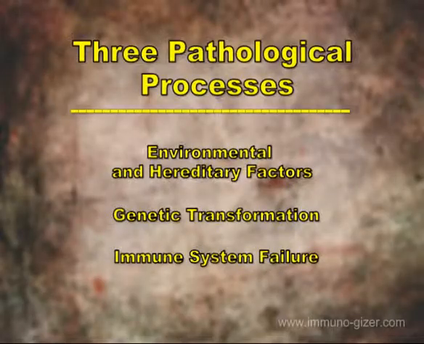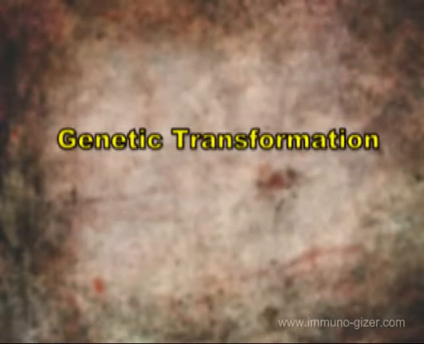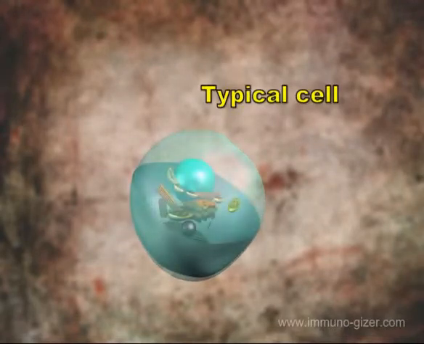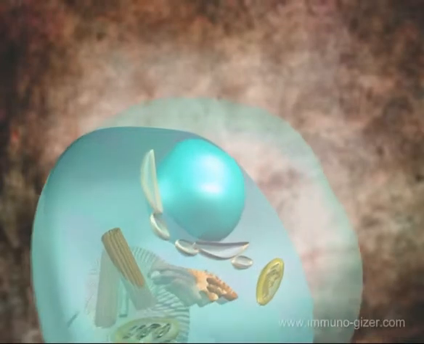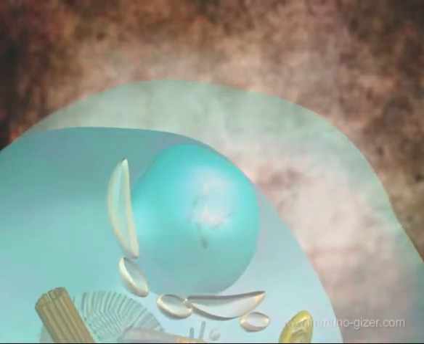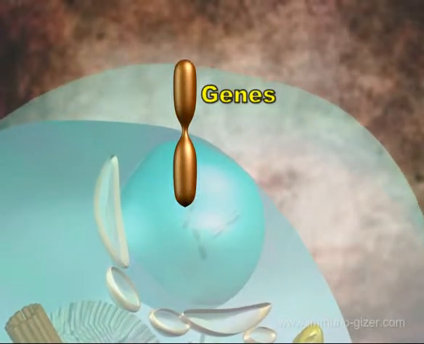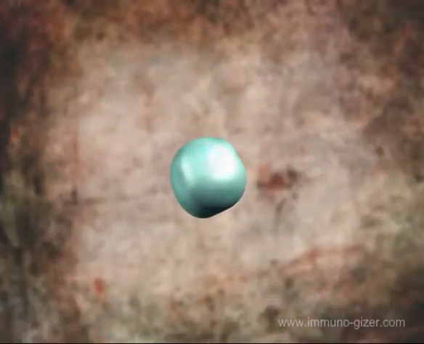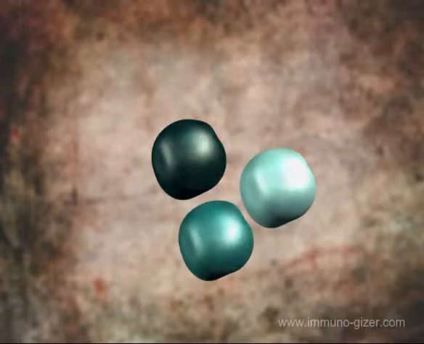How hereditary tendencies and external factors affect genetic transformation in cells. This is a normal cell. The cell's function is governed by its nucleus. The nucleus is the control center of the cell, and contains special organic systems called genes. Genes hold the blueprint for how to develop the cell, how the cell divides, multiplies, and how the cell ultimately dies.